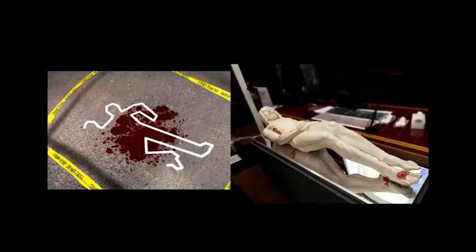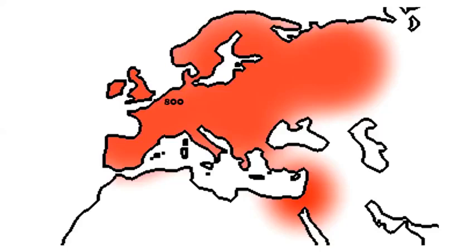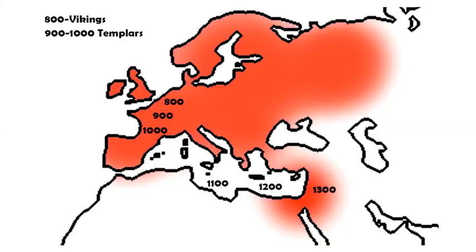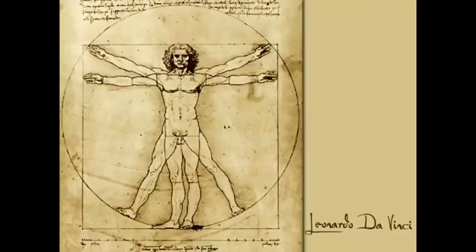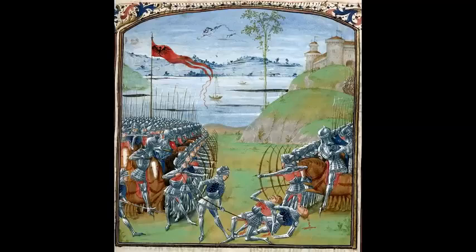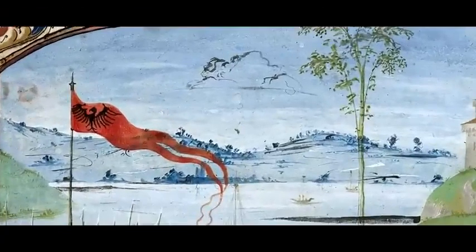Well, we're almost at the scene of the crime. Let's recapitulate. The Vikings, Templars, Crusades, and now 1400 to 1500, the Renaissance. The resurrection of the Phoenix.